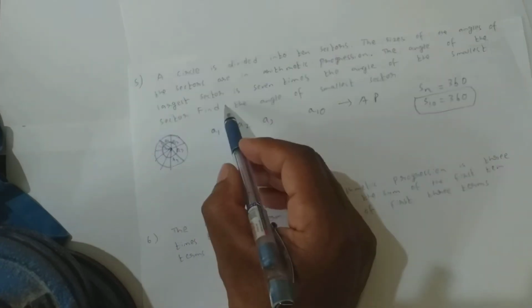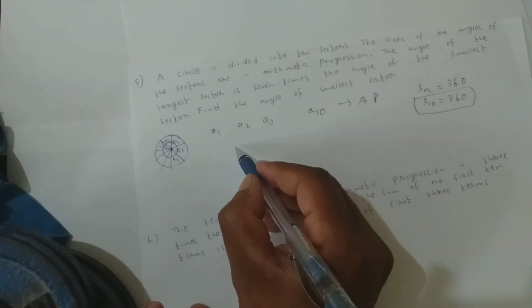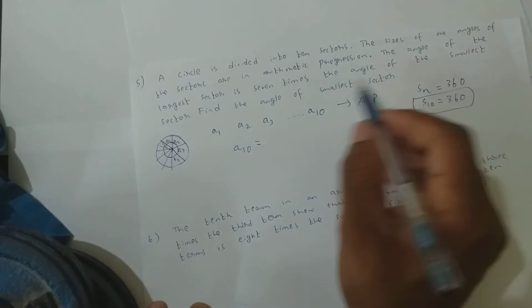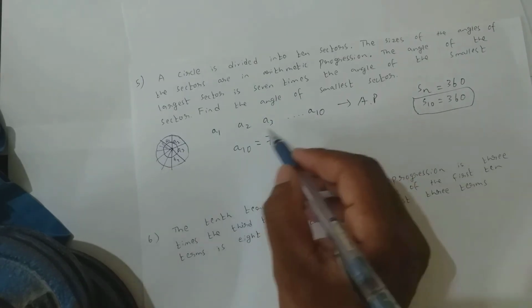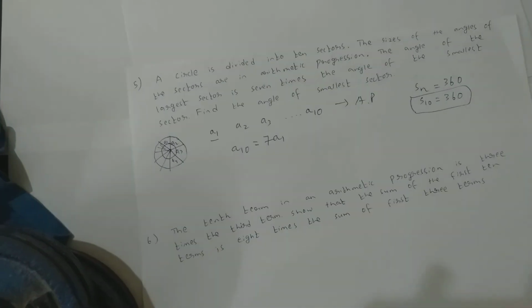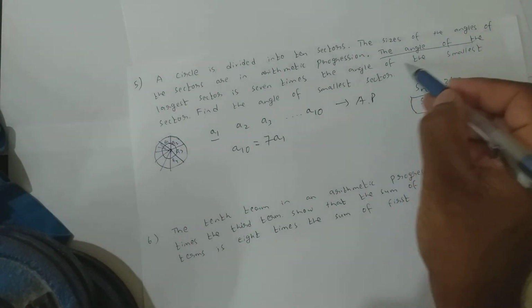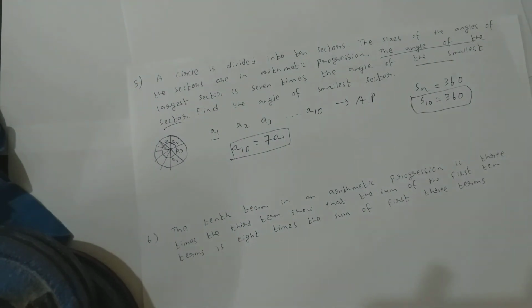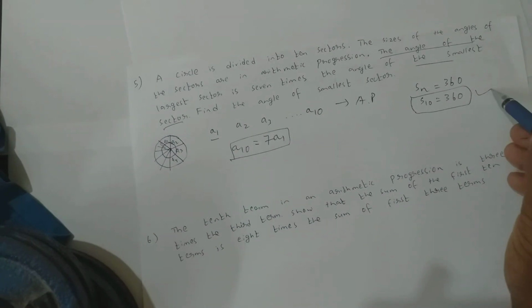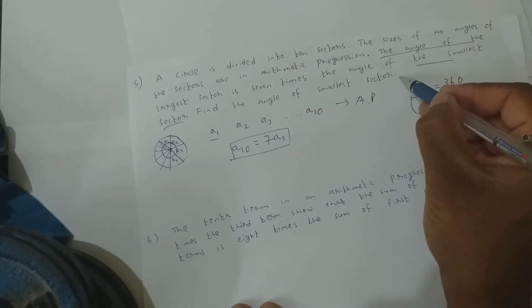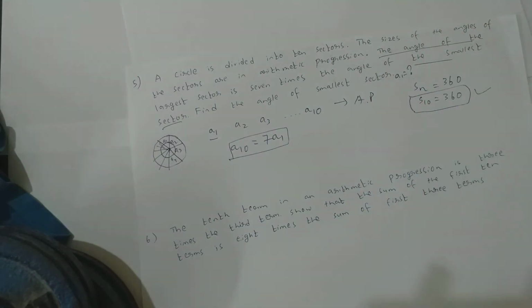Some other information is also given. The angle of the largest sector, which will be A10, is 7 times the angle of the smallest, which is A1. From this statement I got this information, and since I know the complete angle is 360, I got this. Using these two, I need to find the angle of the smallest sector, A1. Is it clear enough?